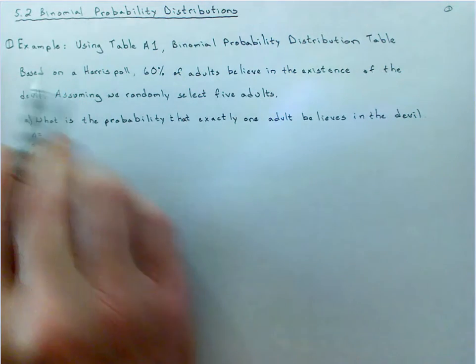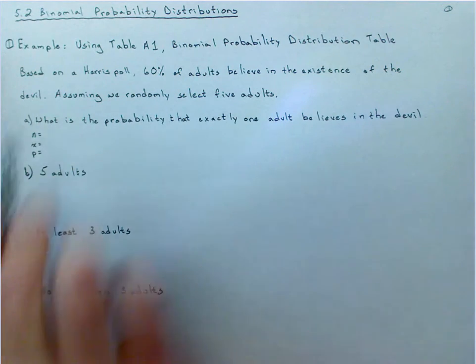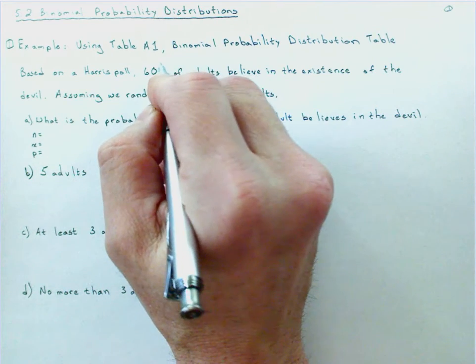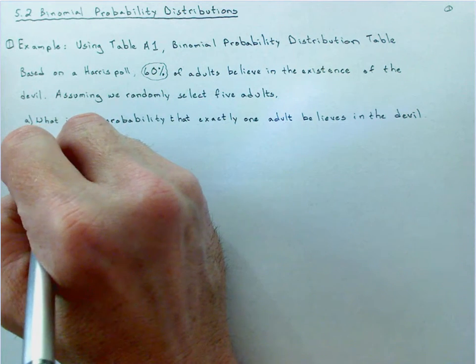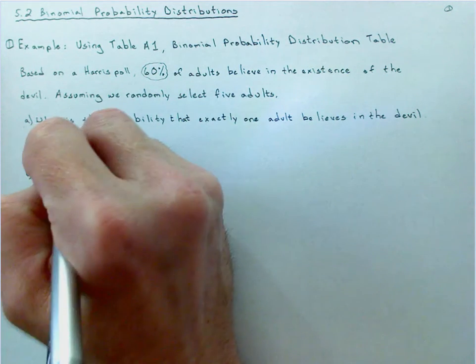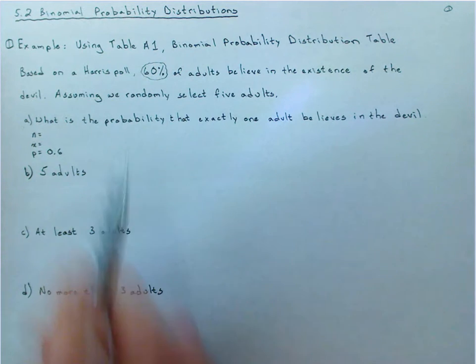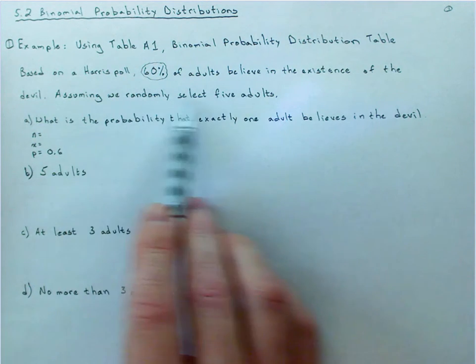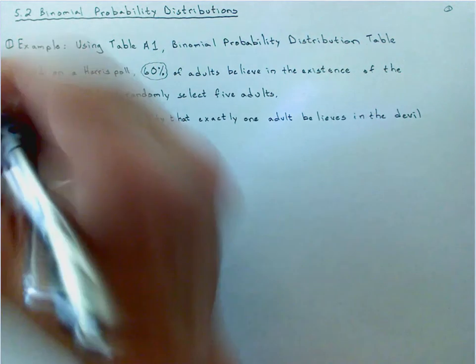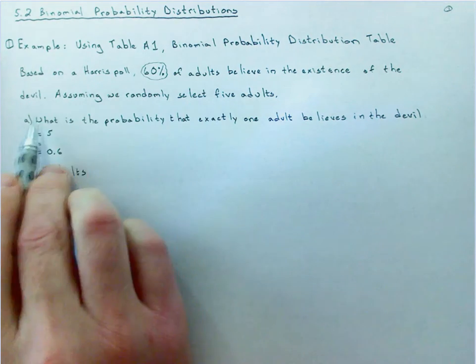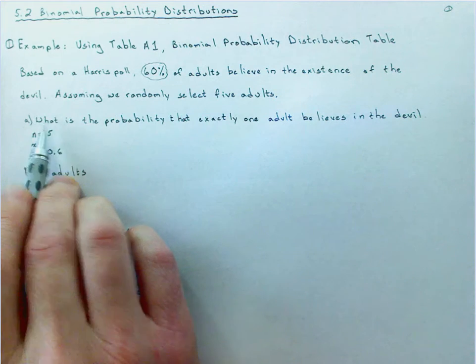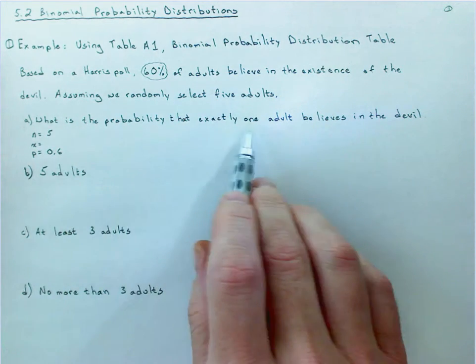Alright, so in my initial problem, I have 60%. That's going to be my probability. I'm going to convert it from a percent to a decimal, so 0.6. And then it says, assuming we randomly select 5 adults, and that's going to be my n, the number of trials. And then my particular question asks, what is the probability that exactly one?